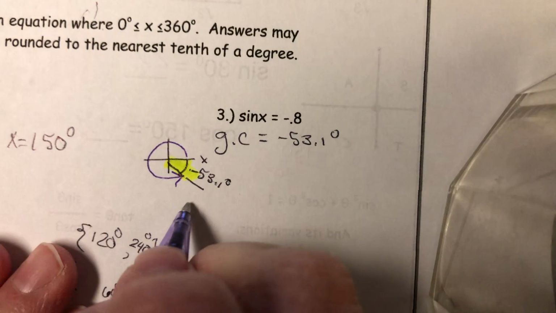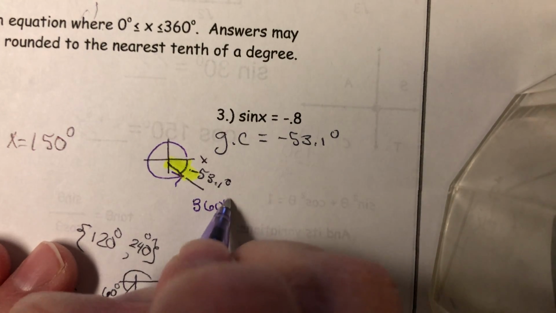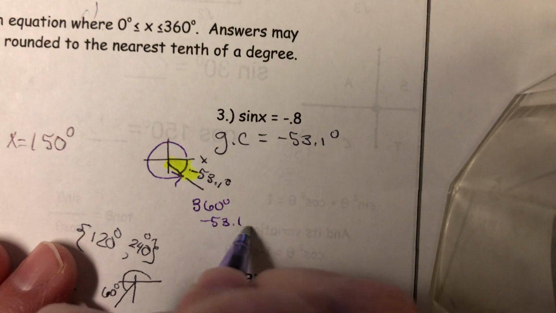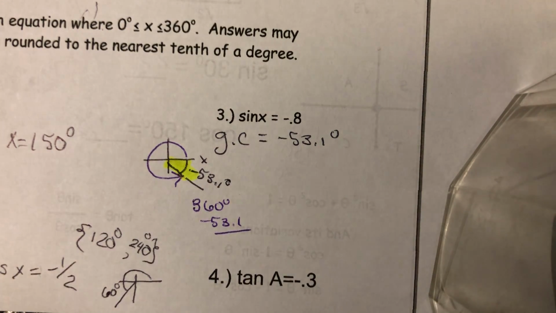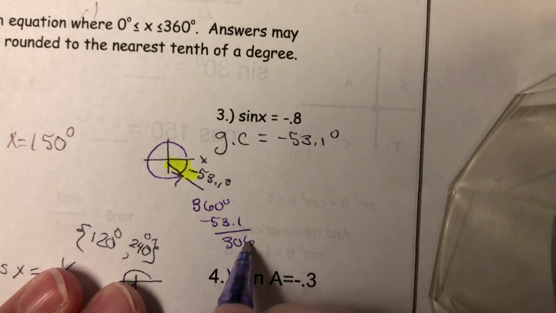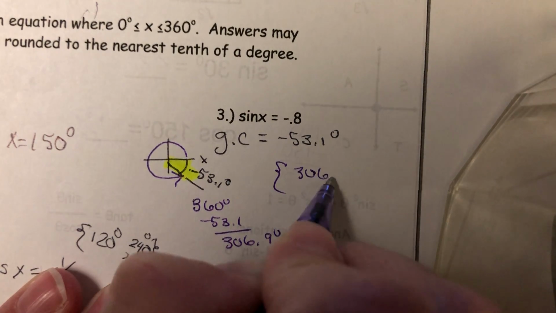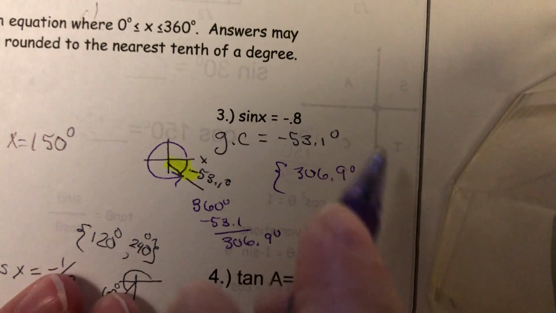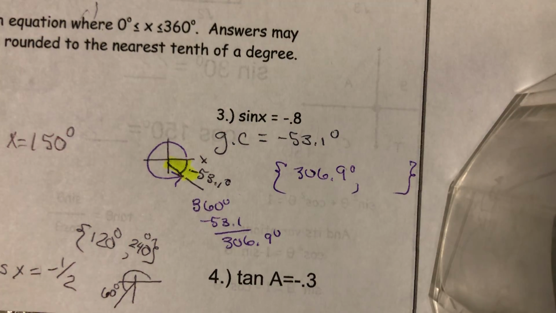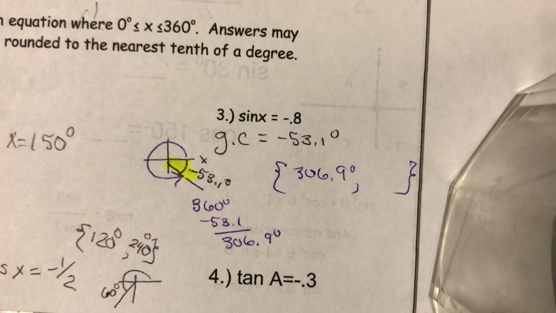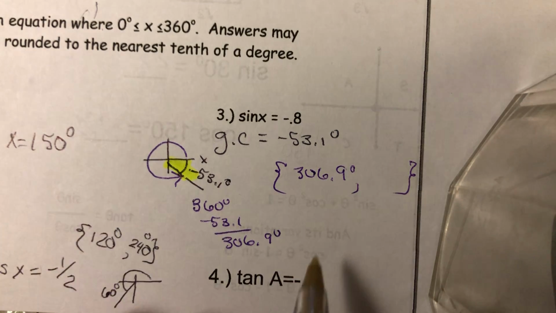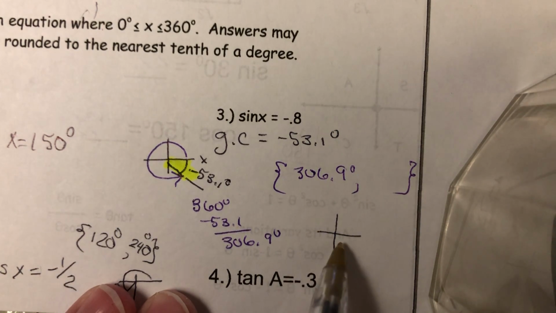Well, from geometry days, you would take 360 degrees and subtract 53.1, and that will give you the other angle here. So 360 degrees minus 53.1 gives me the answer of 306.9 degrees. That's your first answer, 306.9 degrees. It's not your final answer, because remember, sine is also negative in quadrant number 3. So to find the quadrant 3 angle, we then still use the 53.1.